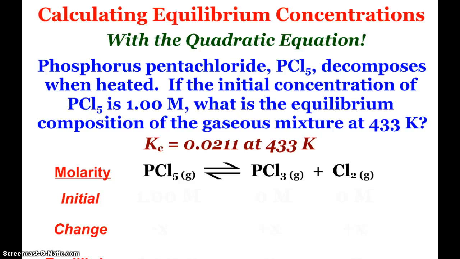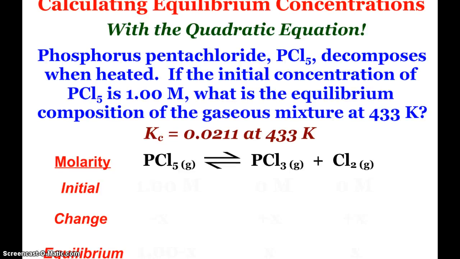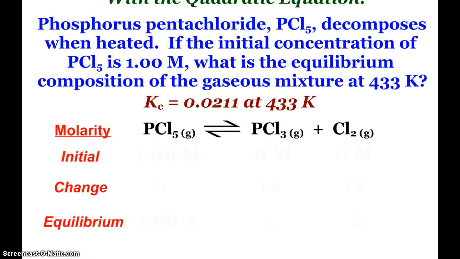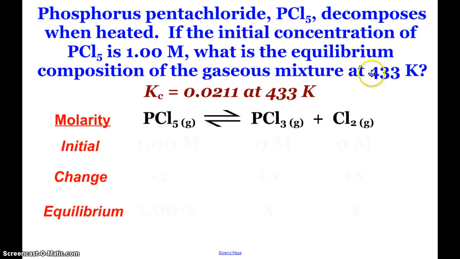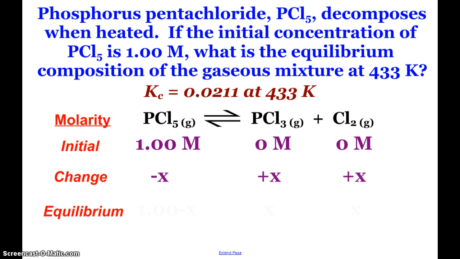Here we have our phosphorus pentachloride decomposition reaction again. And it says initially the concentration of PCl5 is 1 molar. So what is our composition at 433 Kelvin when we hit equilibrium? And there again is our equilibrium constant. So our ICE table, initially, again, 1 molar PCl5, nothing for my products. Change, minus x for the PCl5, plus x for PCl3 and chlorine. And so my equilibrium expressions are so.